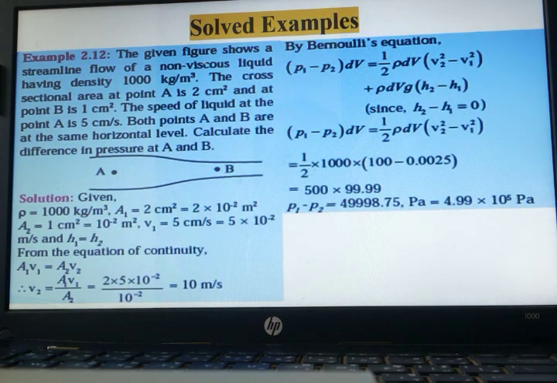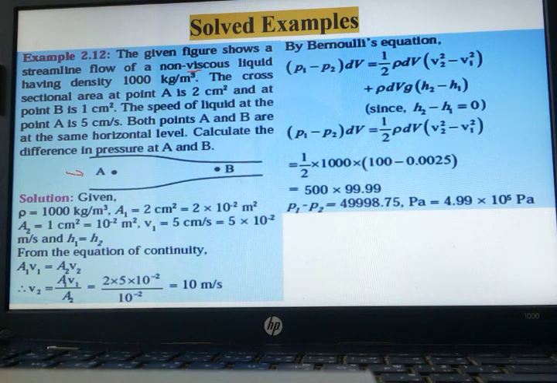In the given figure, it shows a streamline flow. Streamline flow means the velocity is constant, for a non-viscous liquid, you can imagine water. Water's density has also been given, that is 1000 kg per meter cube.